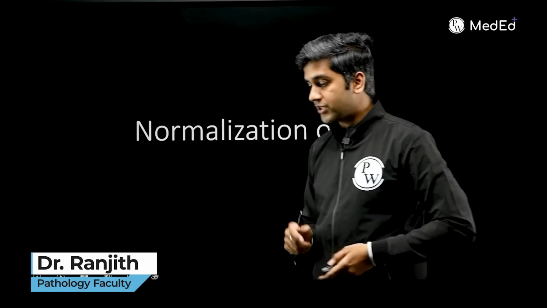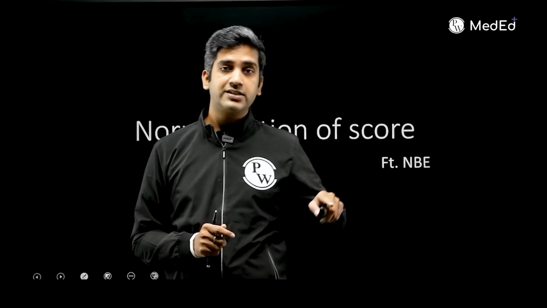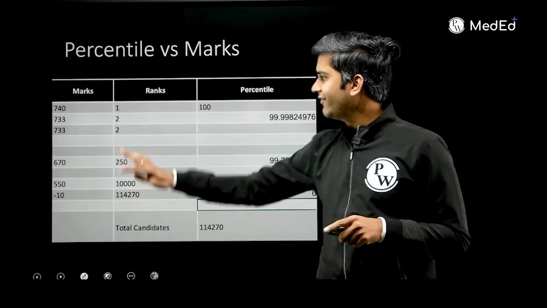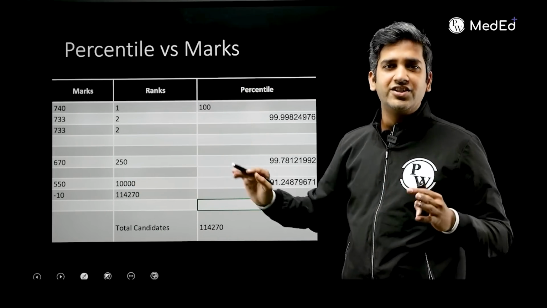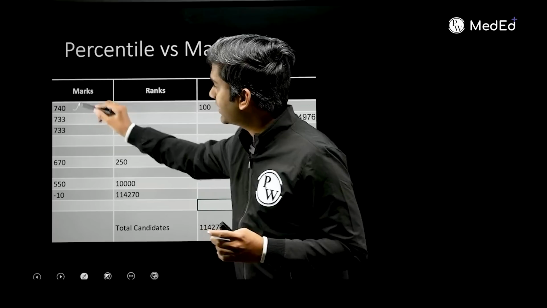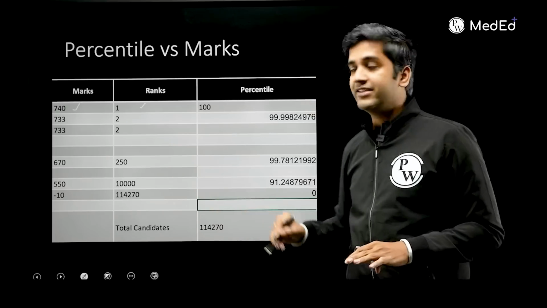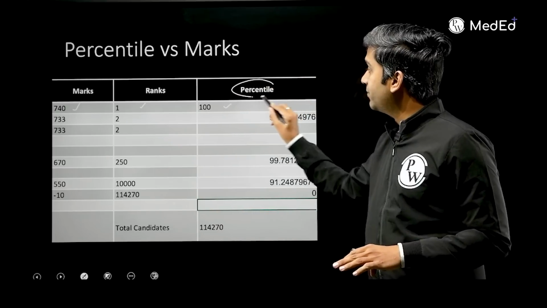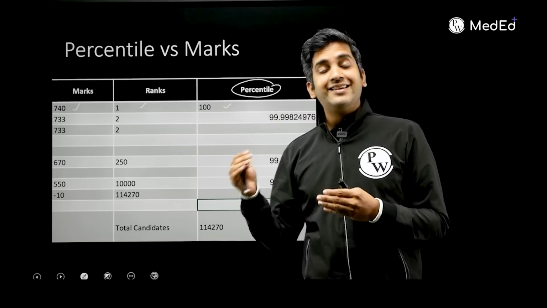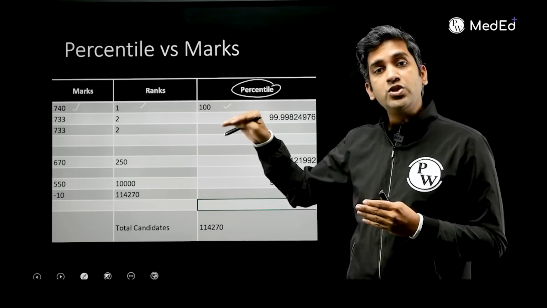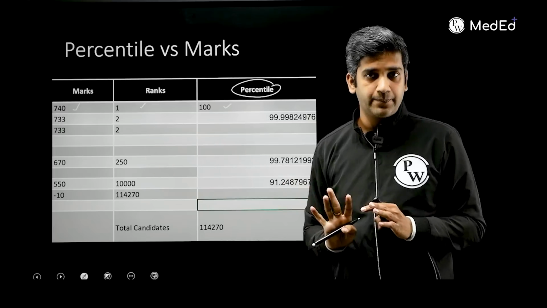I'm Dr. Ranjit. So first, let's understand the percentile system, because that's the first step to understand normalization, right? Let's assume I've given just a random table here. Let's assume this is whatever session it is. The first rank person's mark is 740. That guy gets the first rank, and that guy is given a 100 percentile. See, this is not percentage, this is percentile. What percentile means is that 100% of people are below them, or he is the first person, or he is the topper of this particular exam, right?